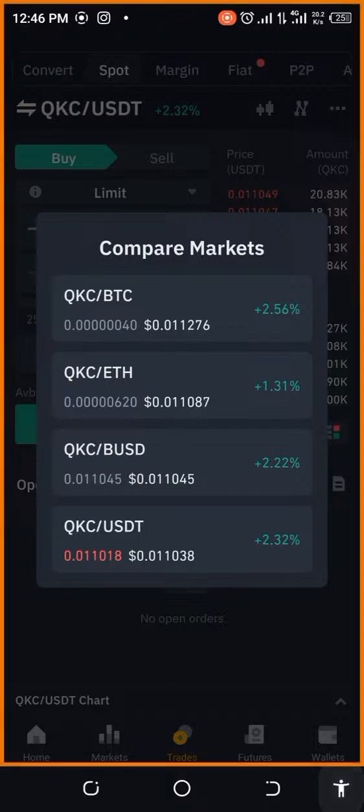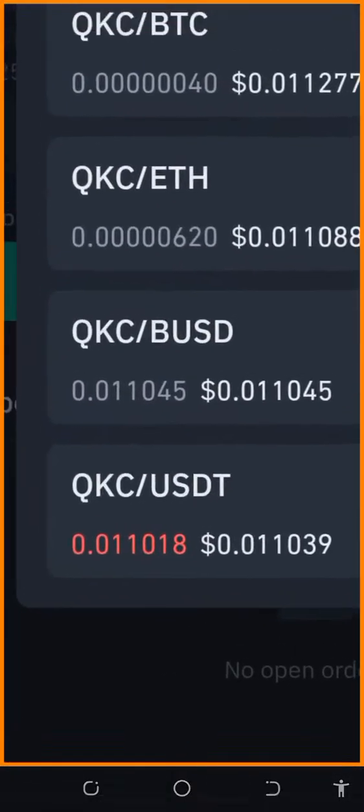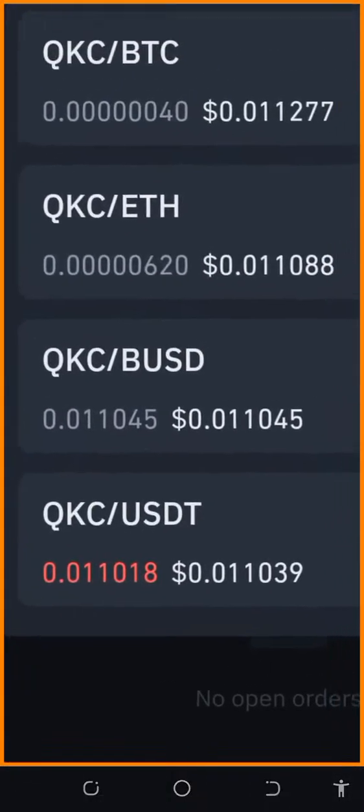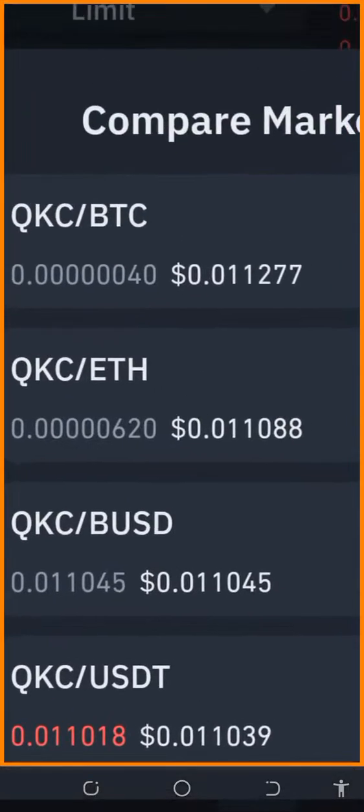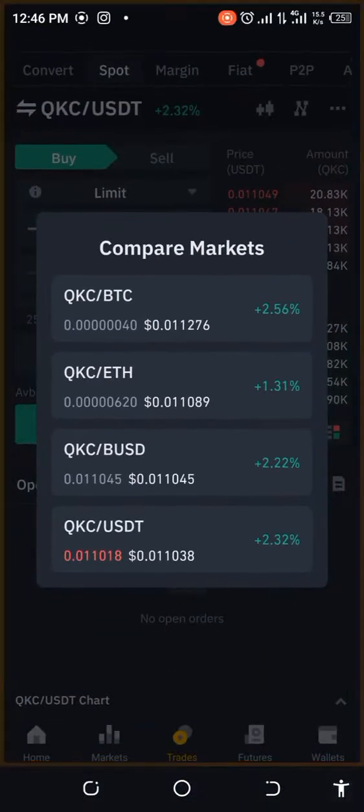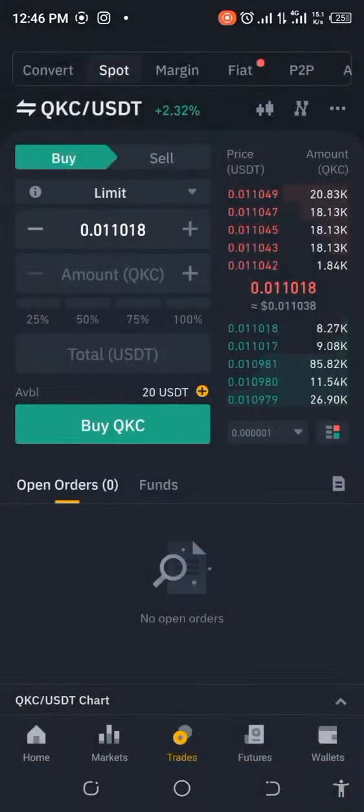So now let's take a good look at what we have here. This is the compare market. USDT is 0110, BTC is 0112. So there's a difference. So let's go ahead and try this out by simulation first. Don't forget that. All right, so we're going to be doing our experiment and our trade with 20 USDT.